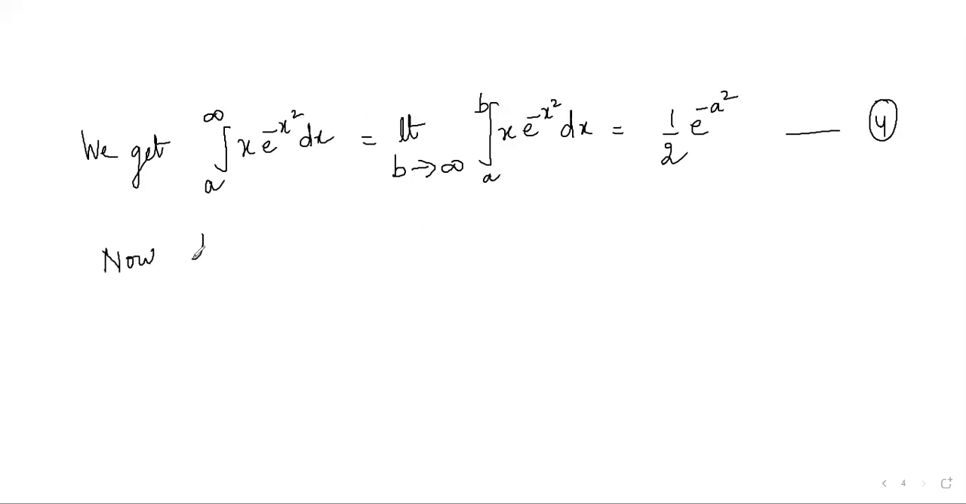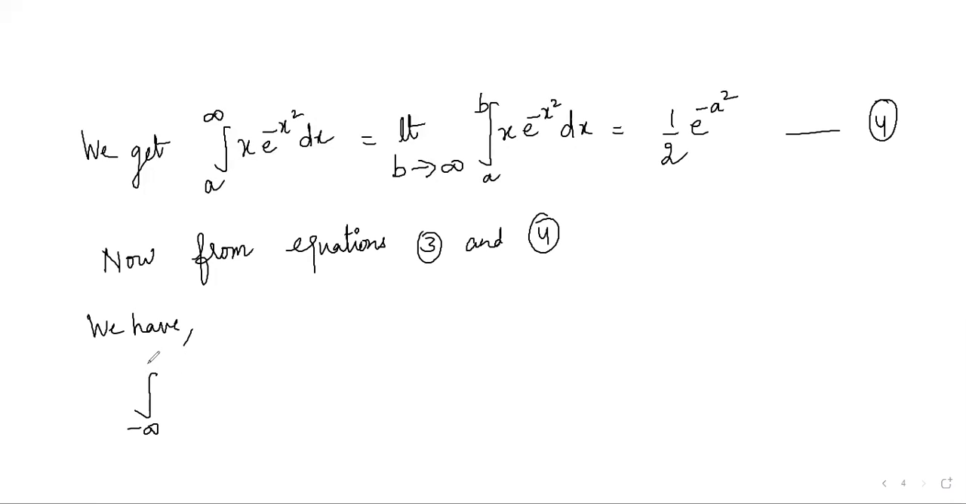Now, from equations 3 and 4, we have this integral which we have to find out. This integral, we have written it as a sum of two integrals, from minus infinity to a and a to infinity, with the help of a real number a. Now we have evaluated both of these integrals. The results are in equations 3 and 4.